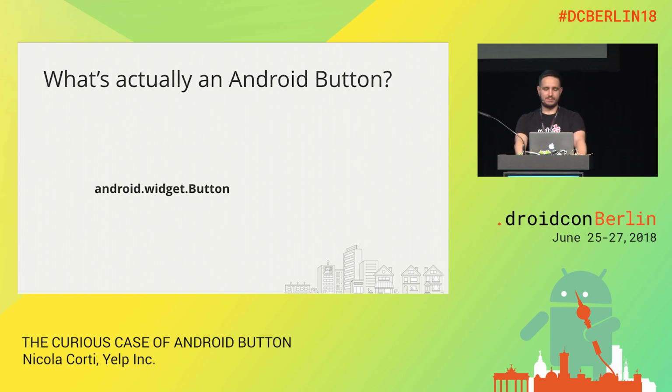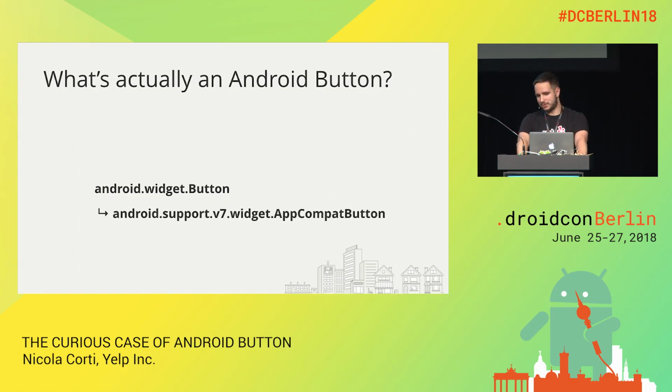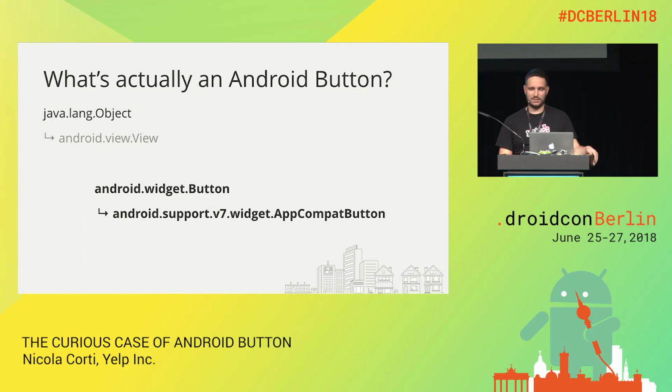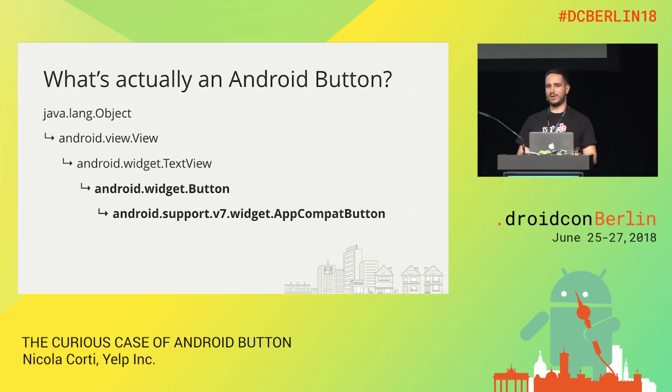We start with this class, android.widget.Button. If you use the support library, you might also use this other class, AppCompatButton. Since they are still written in Java, they are obviously Java objects, and they're custom views, so there is View in the hierarchy here. But the point is that there is also another class in the middle, and it's actually a TextView. I think this is one of the most important points: buttons are TextViews, nothing more.